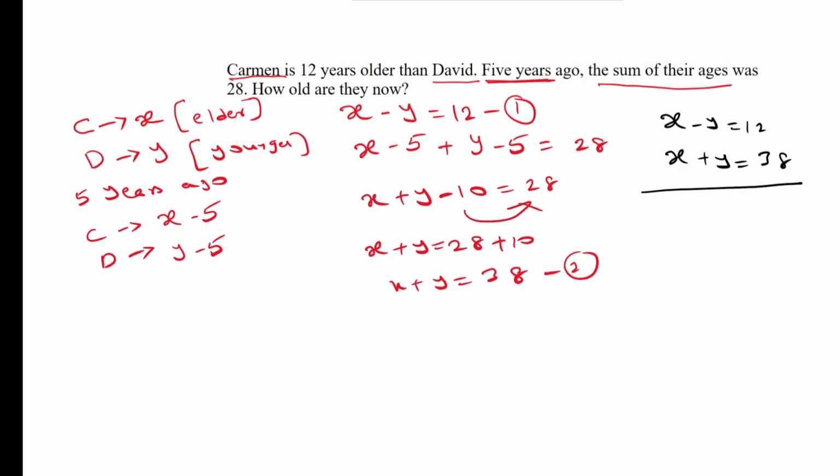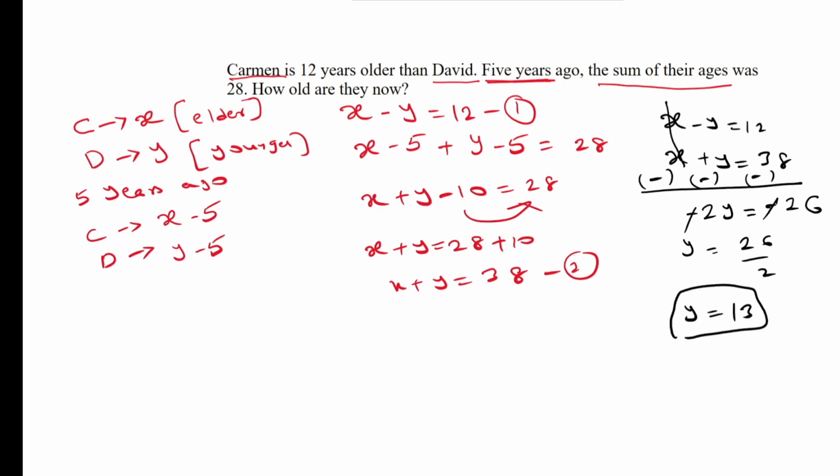I'm doing subtraction of both the equations. So plus x becomes minus, plus y becomes minus, plus 38 becomes minus. x cancels. Minus y minus y is minus 2y equals 12 minus 38, which is minus 26. Both sides negative cancel. So y equals 26 divided by 2. So the y value is 13.